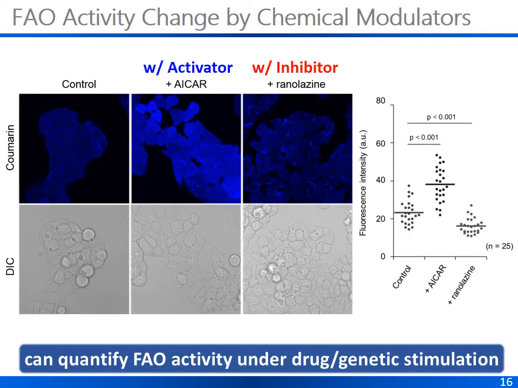Here is fluorescence image of FAO activity in HepG2 cells upon treatment with 2 different chemicals. HepG2 cells were pre-incubated with an activator of lipid metabolism or partial FAO inhibitor. After drug treatment, the cells were incubated with FaoBlue for 30 minutes. Compared with the control cells, pretreatment with an activator significantly increased blue fluorescence. On the other hand, pretreatment with FAO inhibitor clearly decreased blue fluorescence. Like this slide, FaoBlue can be used to quantify FAO activity under drug or genetic stimulation.